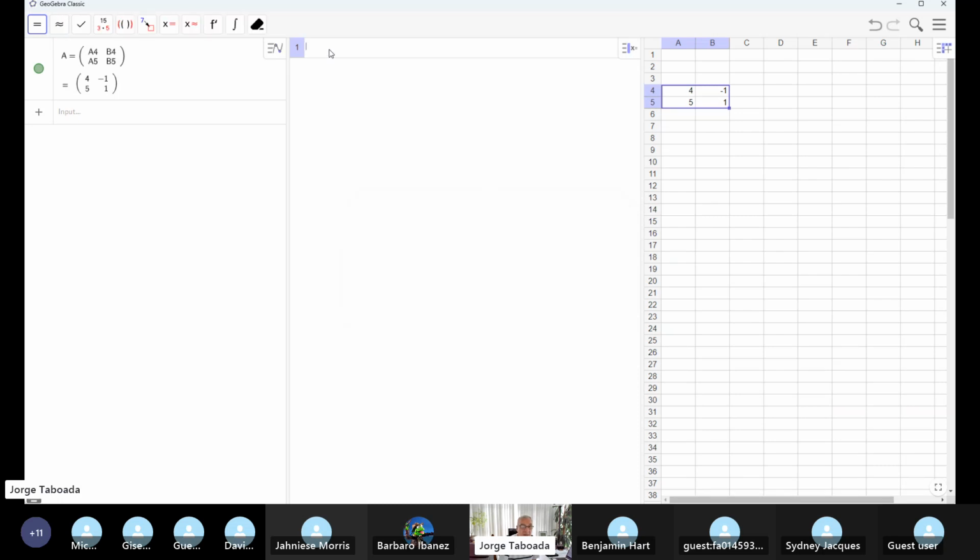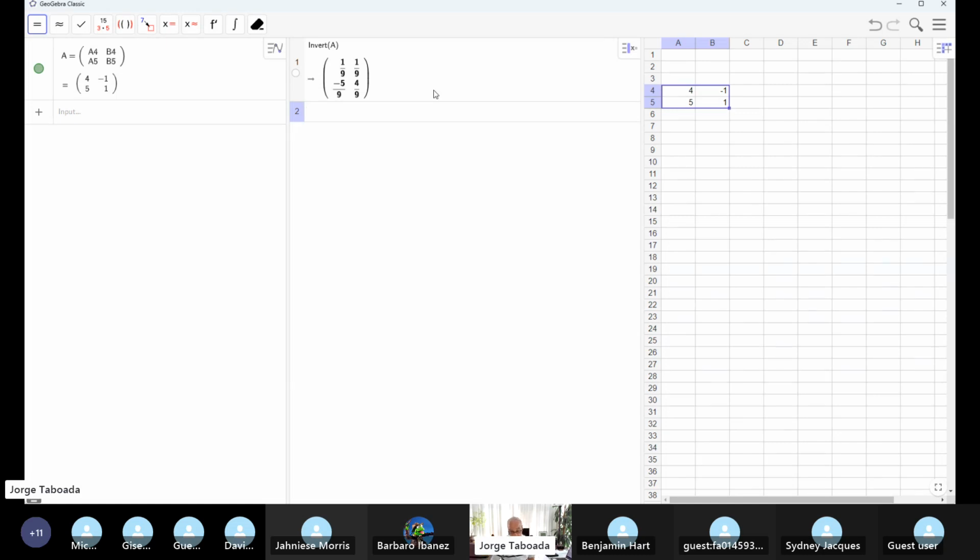I go to the CAS and put the keyword invert. Invert. No inverse, invert. I don't know why invert. Invert matrix A. And you see 1/9, 1/9, -5/9, and 4/9. This is the inverse matrix. If you want verification, everything is okay.